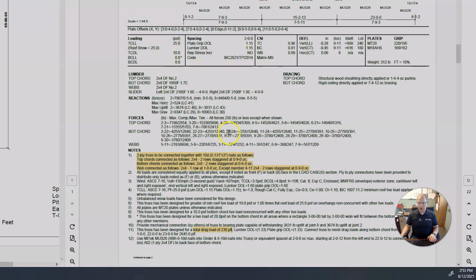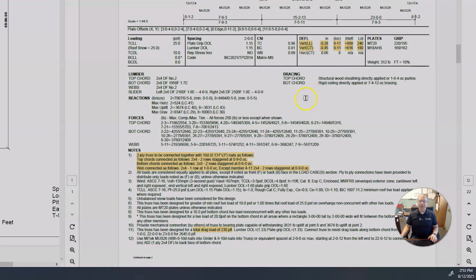So these are the engineering notes that we're going to see. We talked about that live load of 25 pounds on the top chord, the dead load of 10, and the bottom chord dead load of 8. Some of the other things that we see up here in the notes are our deflection information. So the deflection is how much that truss can basically bend or sag under the loads that are imposed on it. And so we can see that the deflection is very minimal on this truss.